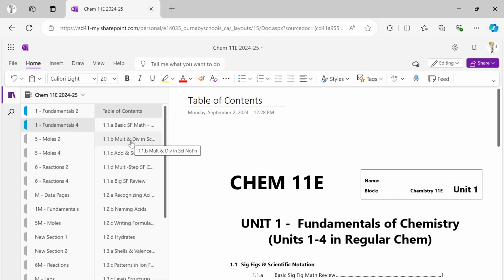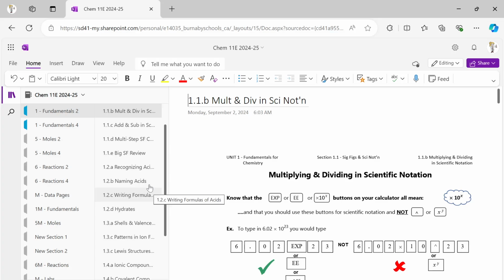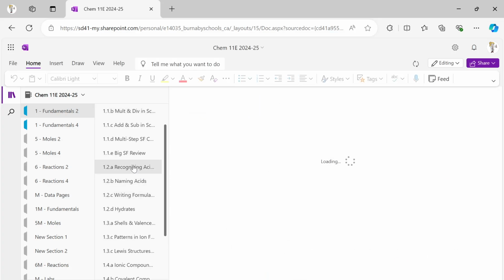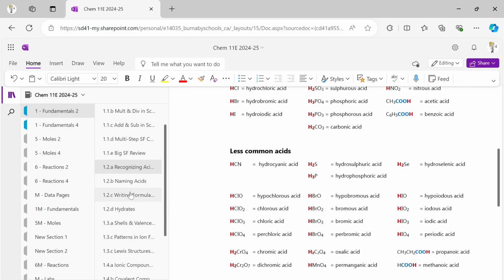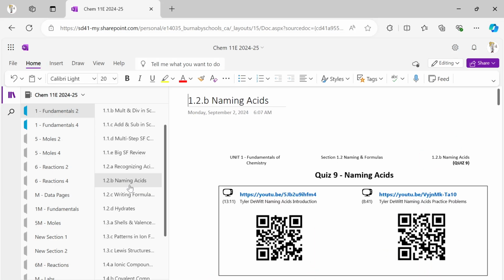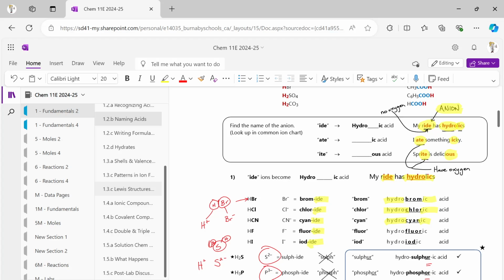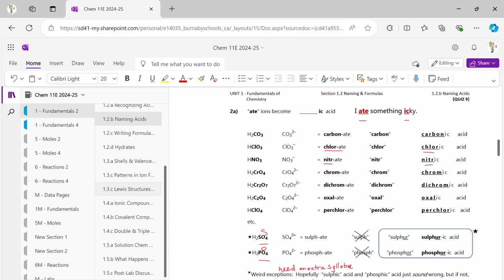So if you're like, what did we do today? We did naming acids. Actually, we did naming acids with my other block, so you can see, oh look, we wrote things in here, right? And we wrote things in here, right? So you can see I wrote all over it, and you can check those out if you want to, okay?